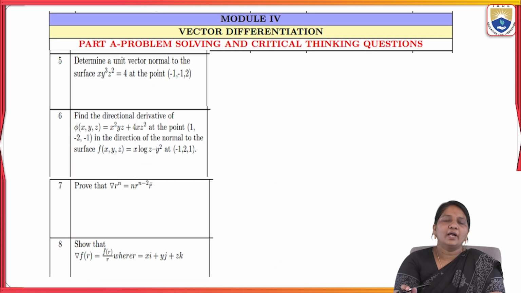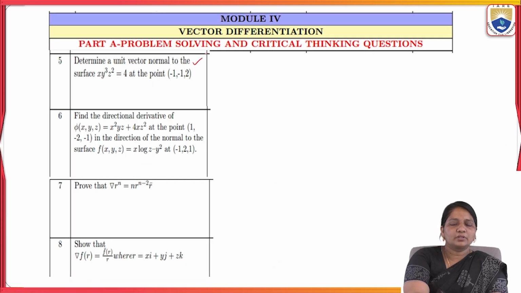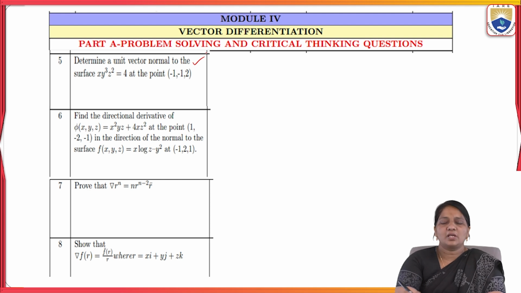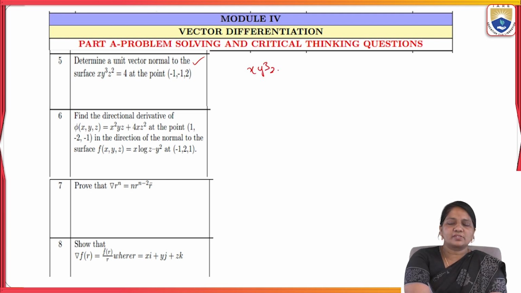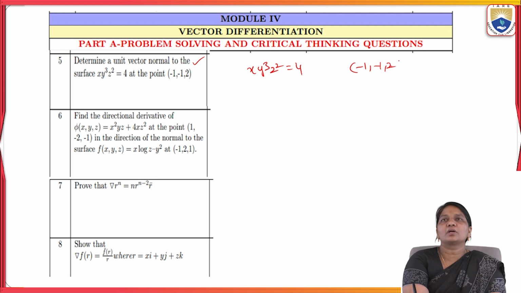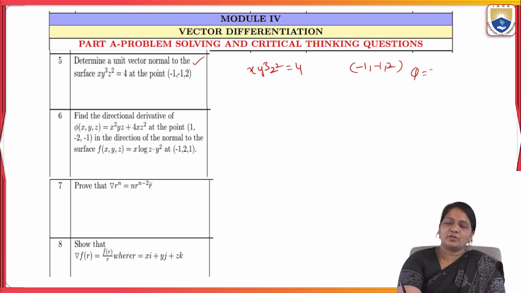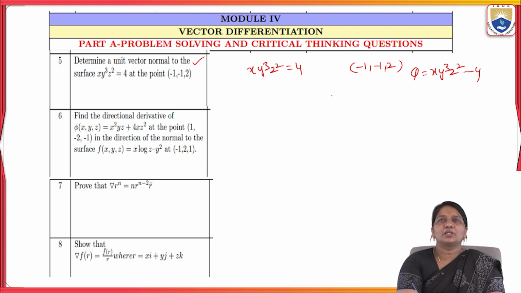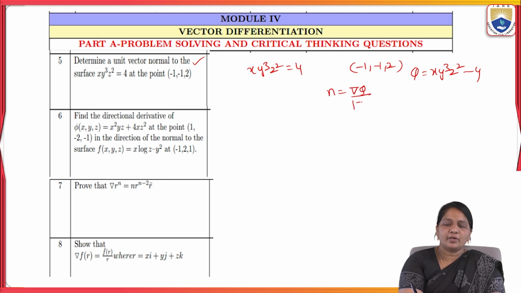So the next one: determine the unit vector normal to the surface x y cube z square equal to 4 at the point (minus 1, minus 1, 2). So here this is the phi. We can write phi equal to x y cube z square minus 4. So we have to calculate the unit normal. What is the unit normal? n equal to del phi by modulus of del phi.